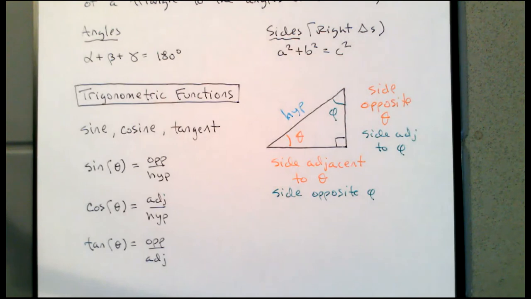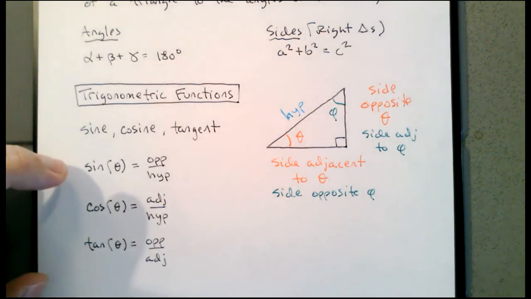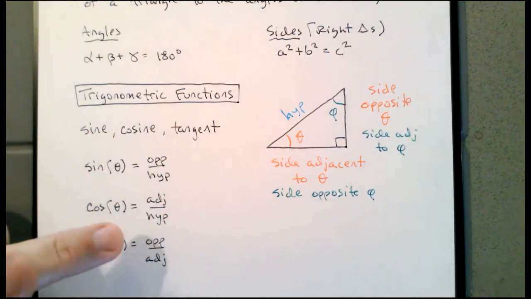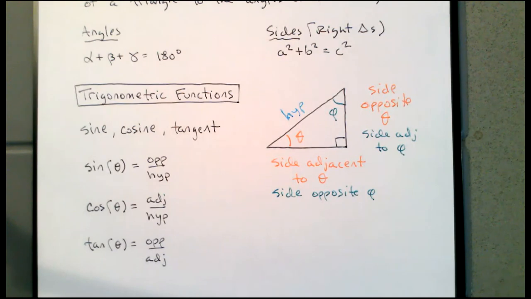So your job over the weekend before Tuesday is to learn sine is opposite over hypotenuse, cosine is adjacent over hypotenuse, tangent is opposite over adjacent. And get working on the homework problems from chapter 1 about measuring angles. So angles and degrees and triangles.